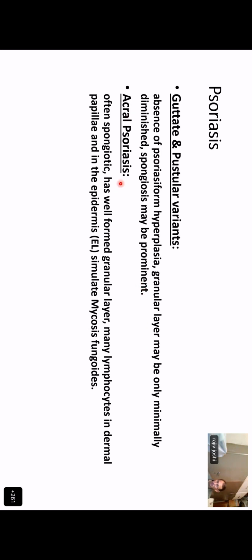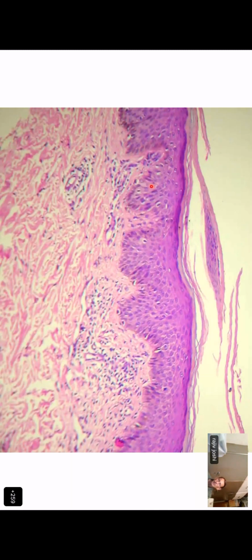In acral psoriasis, that is psoriasis on the palms and soles, it's often spongiotic and may be mistaken for a spongiotic or eczematous dermatitis. It again has a well-formed granular layer because the palms and the soles show a very thick granular layer. You can get many lymphocytes in the dermal papillae, and you might also get epidermotropic lymphocytes, which at times may simulate early mycosis fungoides. So, for example, here you do not have the typical psoriasiform hyperplasia, and also the granular layer is fairly well developed.